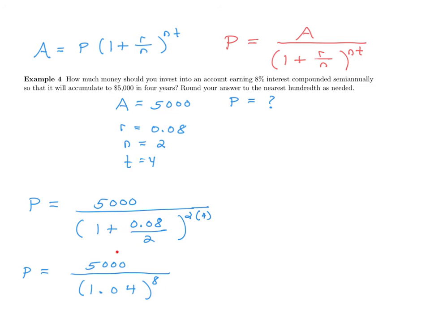This is an expression you can type into a calculator. So if we do that, 5,000 divided by 1.04 to the power of 8, the value I get back is $3,653 and approximately 45 cents. This is the original principal, the amount that you need to invest under these conditions in order to end up with $5,000.